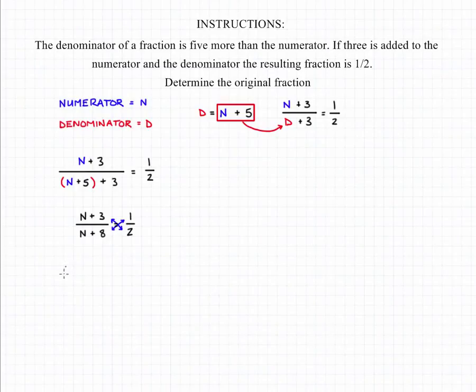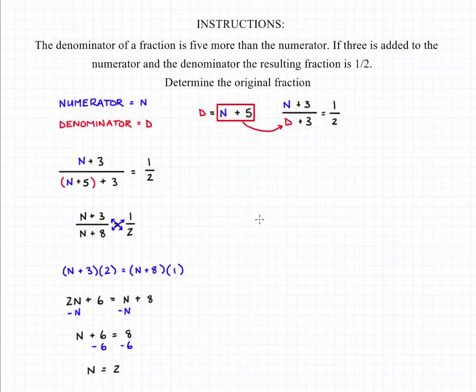This is going to give us n plus 3 times 2 is equal to n plus 8 times 1. And if we clean this up a bit and distribute, we'll have 2n plus 6 is equal to n plus 8. We can subtract n from both sides of the equation. That'll give us n plus 6 is equal to 8. And then we can subtract 6 to find out what our numerator is, and n is going to equal 2.